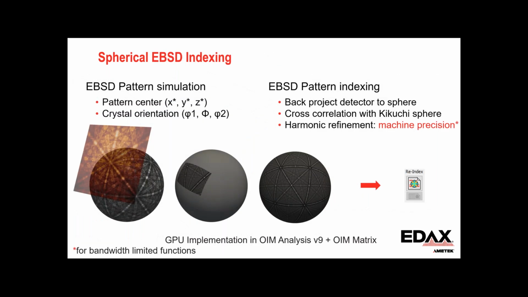So basically the idea is that while for EBSD pattern simulation, we start with the sphere, rotate by the crystal orientation, and then crop by the detector, we're basically doing the reverse with the spherical indexing. We back project the detector onto the sphere and then compute the cross correlation between that back projected pattern and the full simulated sphere. And then you can do this harmonic refinement, like I said, with the analytic derivative, and that gets you down to machine precision. So something like 1e-6 degrees.